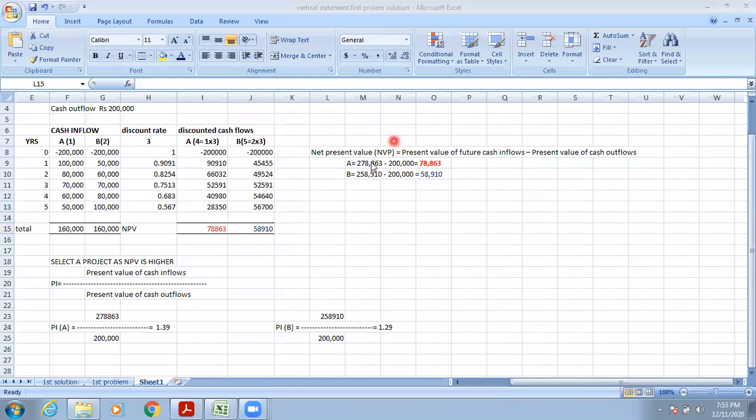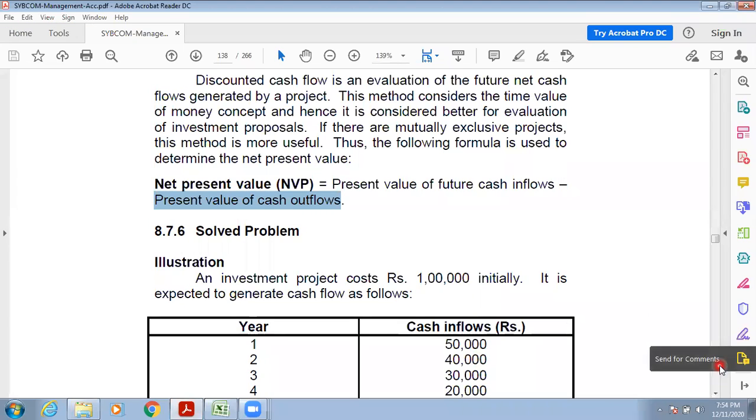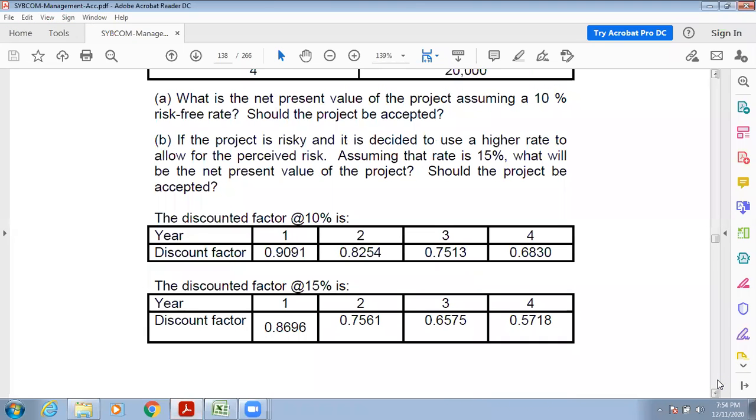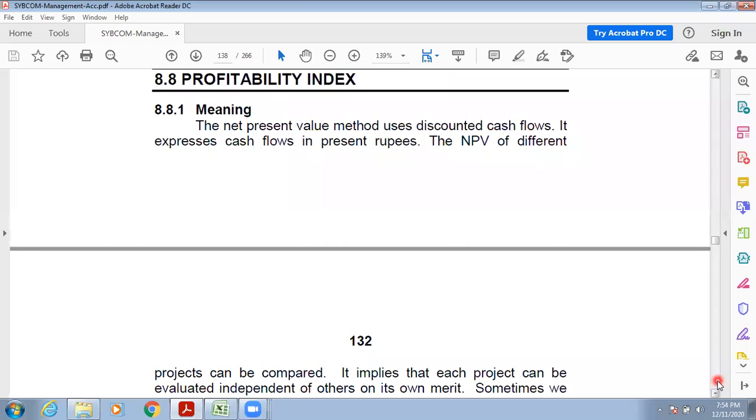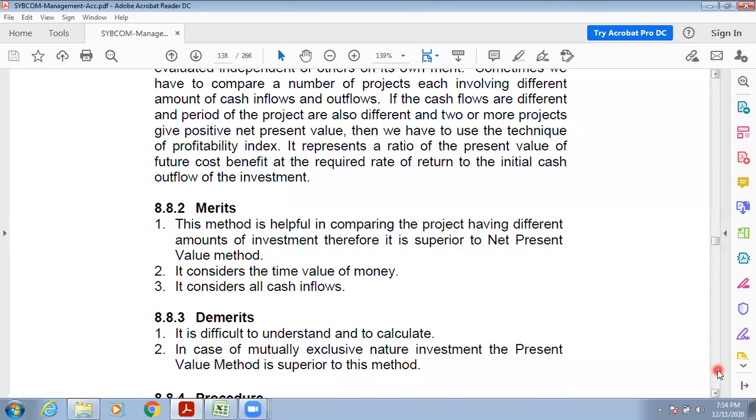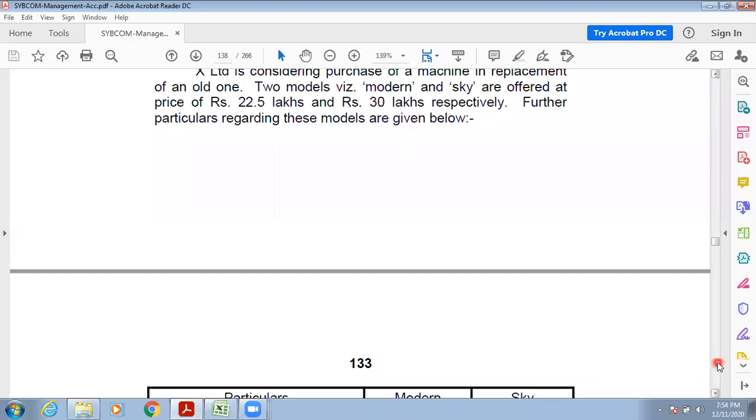Now you understand how to calculate NPV, how to calculate PI, profitability index, net present value, right? Next thing is, read that merits and demerits. Okay. Now the PI is over.